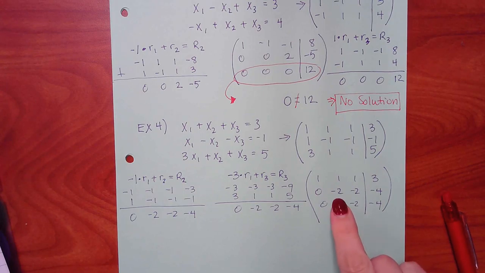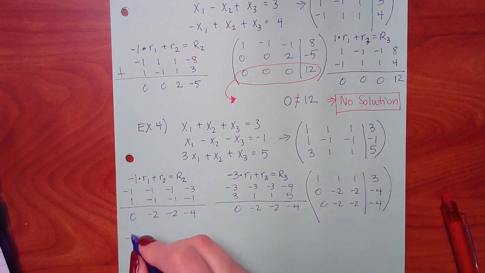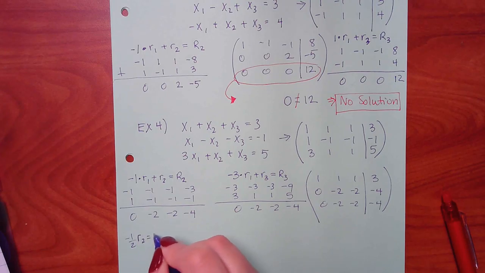This guy, right? So how do I make that guy turn into a 1? What do I multiply by? -1/2. And that's all I do.